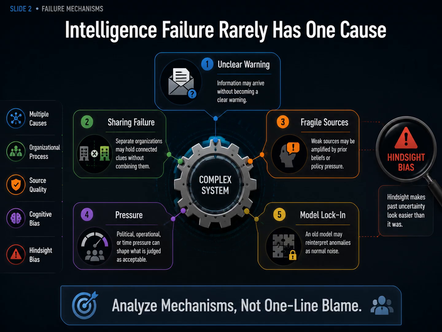Intelligence failure rarely comes from one bad person, one missed document, or one broken tool. It is often a chain of smaller weaknesses that become dangerous when they overlap. A warning may be too vague to support action. 2 teams may hold connected clues without a common identifier or sharing process. A fragile source may enter an analysis already shaped by confirmation bias. Pressure can make uncertain language disappear. An old model can make new anomalies look normal.